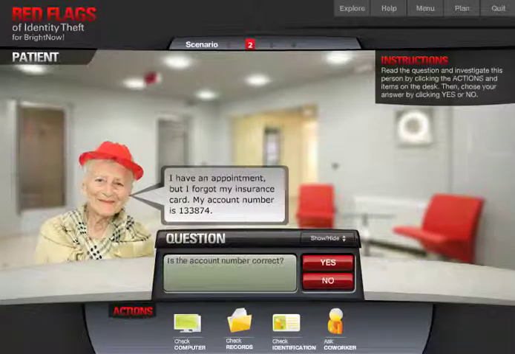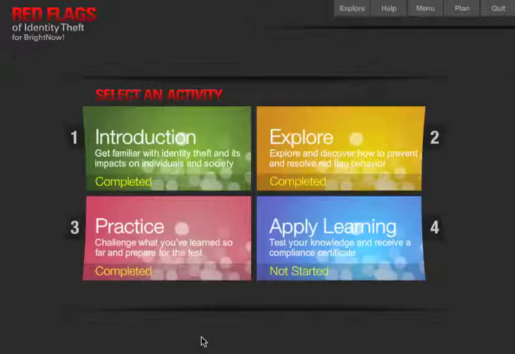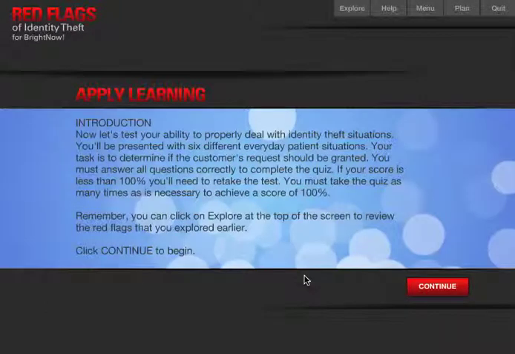Practice continues with several more scenarios that help the learner to gain clear confidence for dealing with customers that have a wide array of different identity theft related requests. Once practice has been completed, the learner moves on to apply learning. Inside Apply Learning, the learner will be faced with several more scenarios, except in this situation they're required to answer the question without supplying justification, and they have to answer all the questions with 100% accuracy.